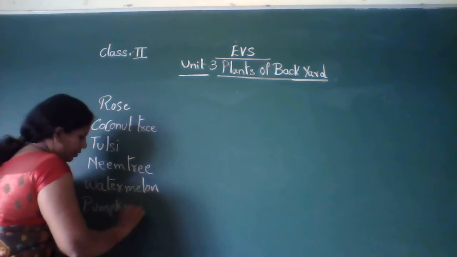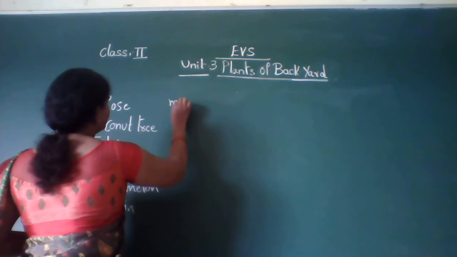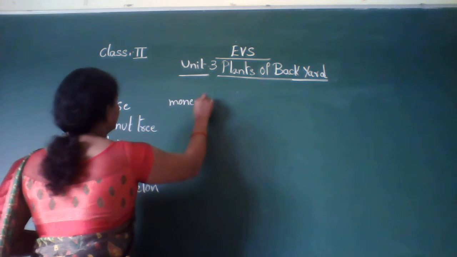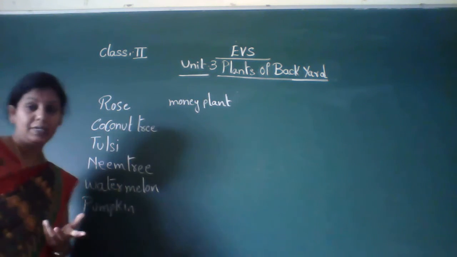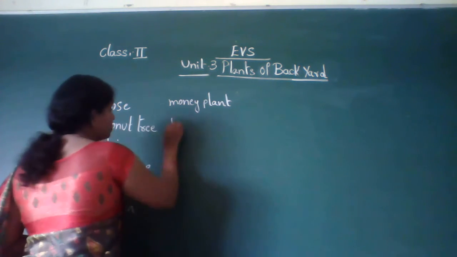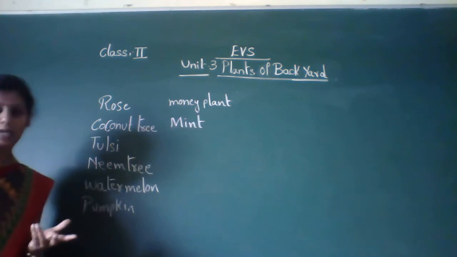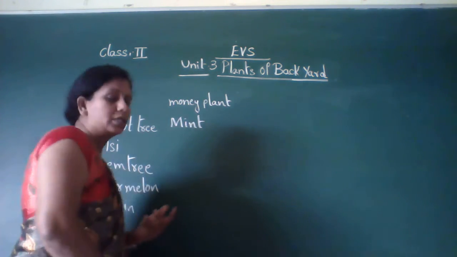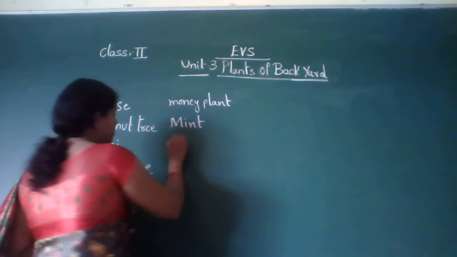Then money plant. Okay. Money plant. Then mint. Okay, mint means pudina. Mint, grass. Okay. So now tell me children, even grape. Yes, okay, grape.